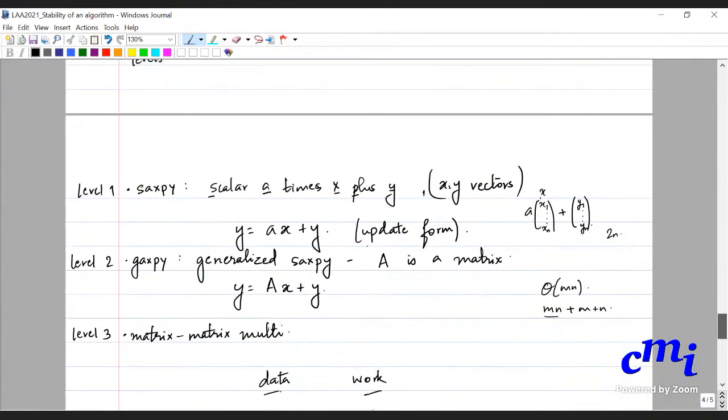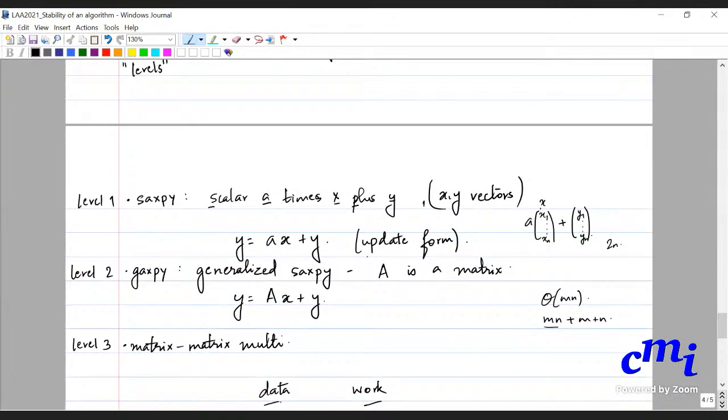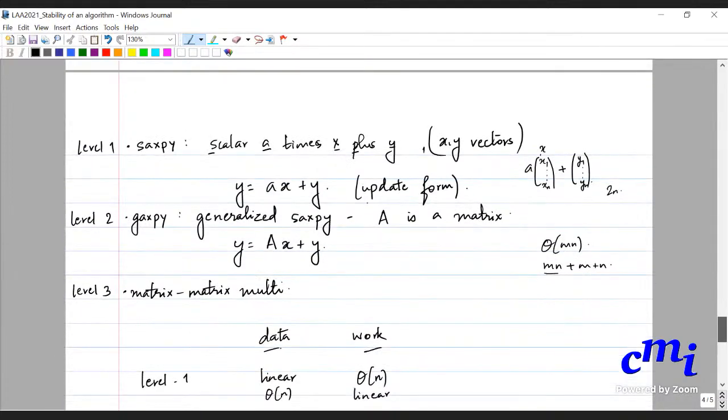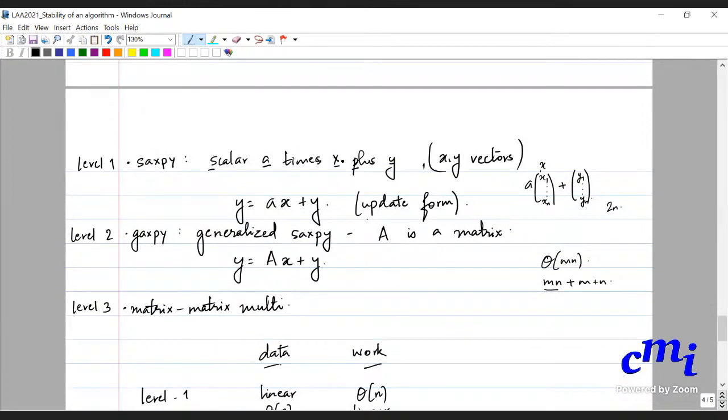Then there is something called levels in operations. There are level 1, level 2, level 3 BLAS. Level 1 are those operations which can be expressed as a scalar times a vector plus a vector, so scalar a times x plus y. Those are put together to form this acronym SAXPY. So SAXPY means operations which can be expressed in this way, and operations of this form are called level 1 BLAS, level 1 basic linear algebra subroutines. You can express this either this way, or this way, where this is the updation form of it: the new y is obtained from ax plus the earlier y. So this is level 1 BLAS.